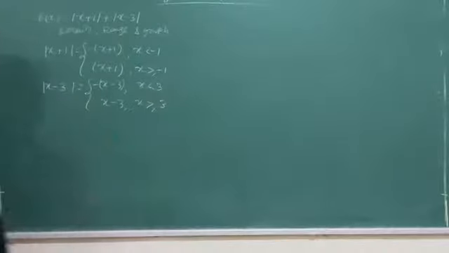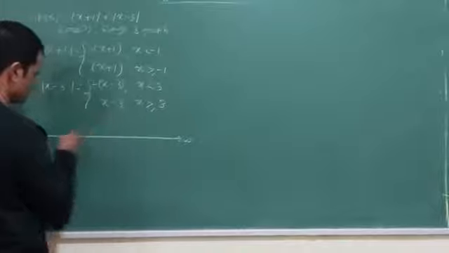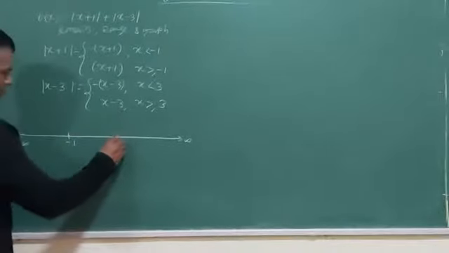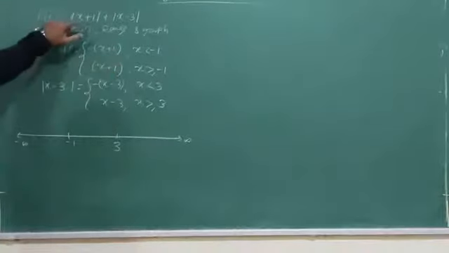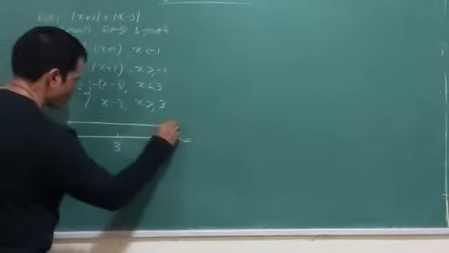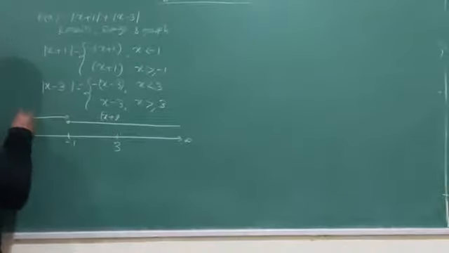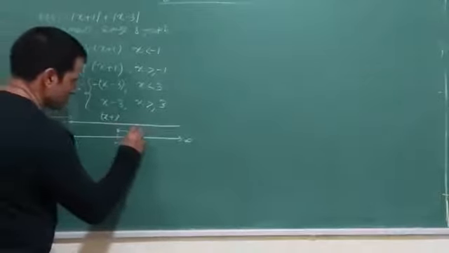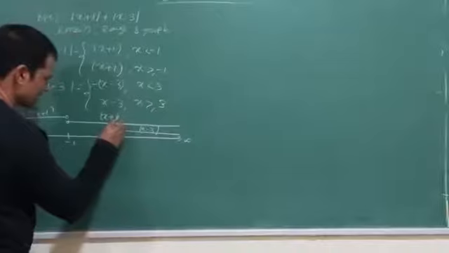So I wrote it. Then go to number line. The partition values are minus 1 and 3. Minus 1 is the partition value for mod x plus 1. So its right hand side it is positive, left hand side it is negative. 3 is the partition value for x minus 3. This side is positive. This side it is negative.